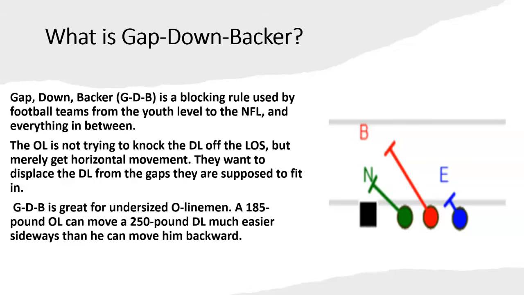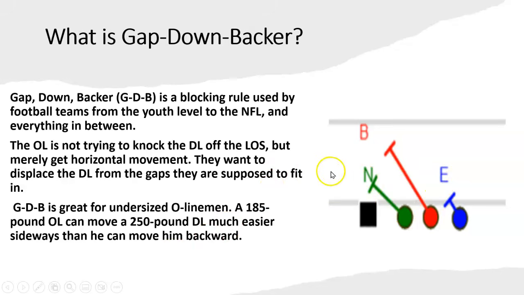Gap down backer is great for undersized O linemen. We'll talk about that at the end with the advantages of gap down backer. A 185-pound OL can move a 250-pound DL coming at him from the side, hitting him in the side, because what he's doing is using that guy's aggression against him. And I tell the kids this, it's like judo, using somebody else's momentum.